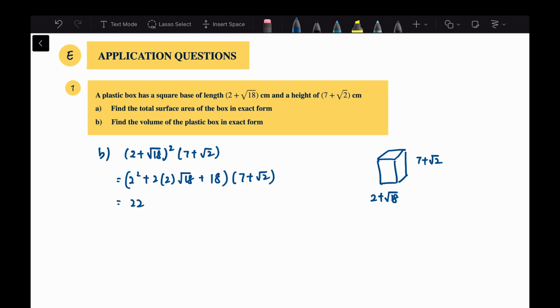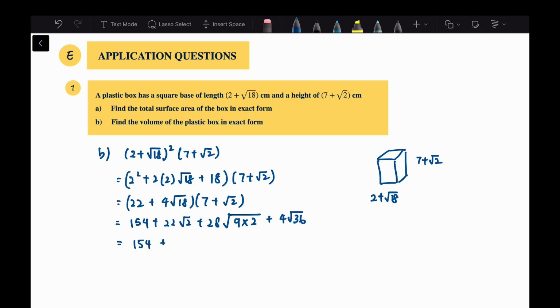Let's combine all the similar terms together like this, and then we can start to multiply term by term with 7 plus square root 2. So 22 multiplied by 7 is 154, plus 22 root 2, plus 28. At the same time, I'm going to split 18 into 9 multiplied by 2, plus 4 square root 36. 154 plus 22 square root 2 plus 28.